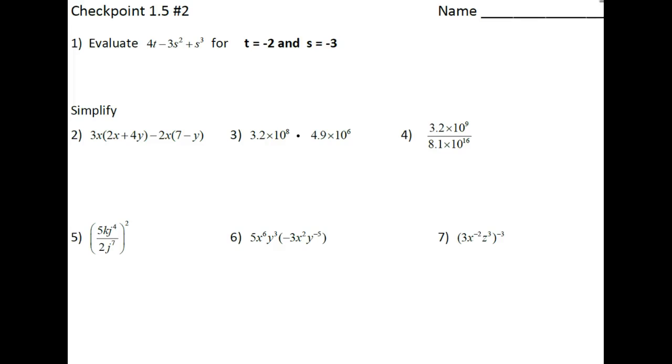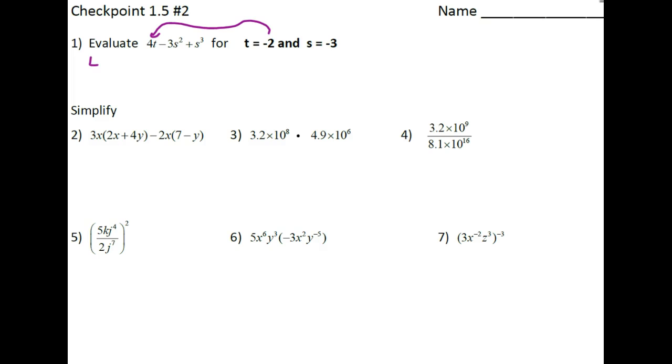Here we are, 1.5, number 2, evaluate. Here we're going to substitute some values in for t and s, it looks like. So for t, we're going to put in a -2. Everywhere we see a t, we're going to put a little -2 in there. Everywhere we see an s, we're going to put a little -3 in there, okay? When I substitute, I want to use parentheses. I just want to make sure I don't make any silly mistakes.